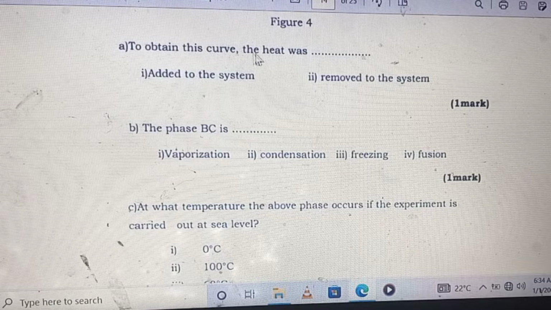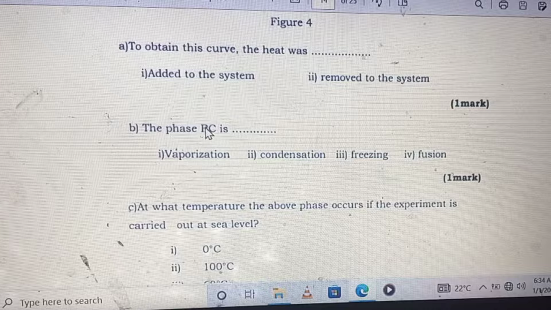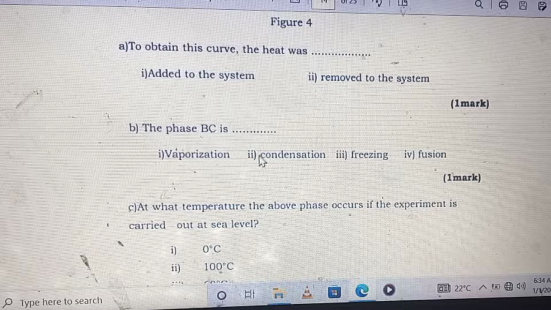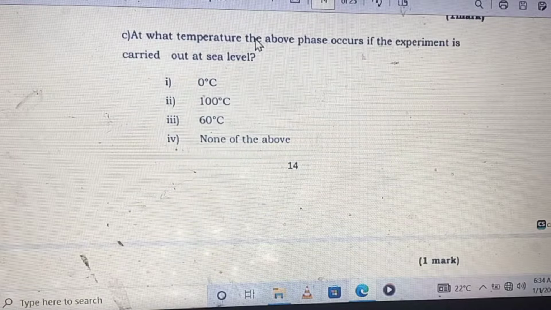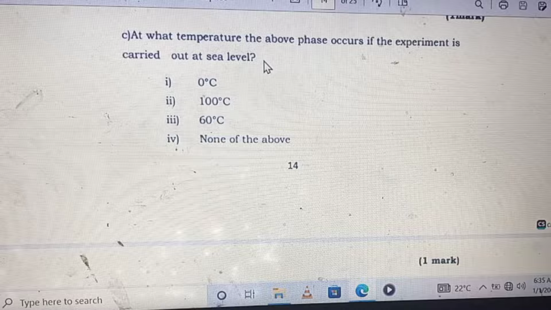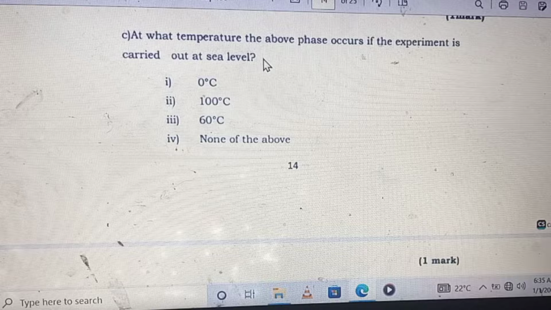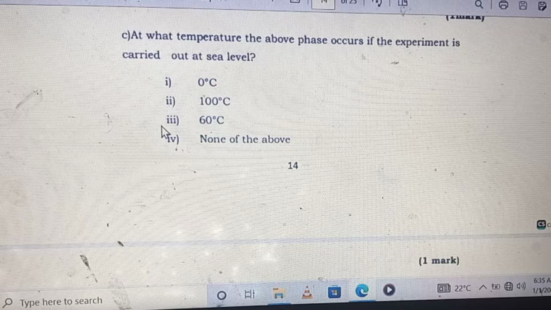To obtain this curve, the heat was. The correct option is I, to remove to surface. B. Phase BC is. The correct option is I, to condensation. C. At what temperature the above phase occurs if the experiment is carried out at sea level. The correct option is I, to 100 degrees Celsius.